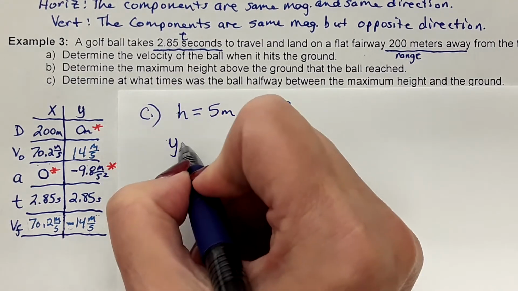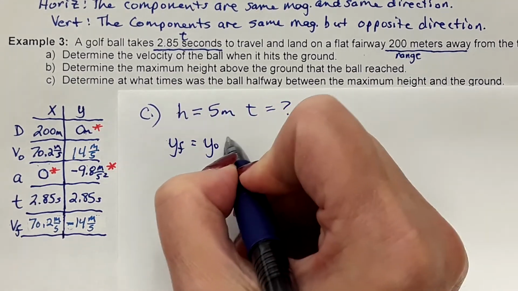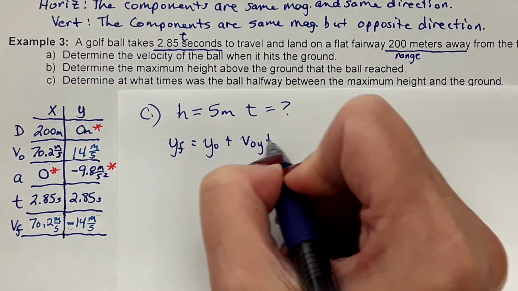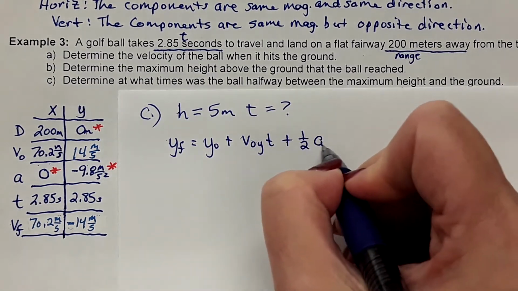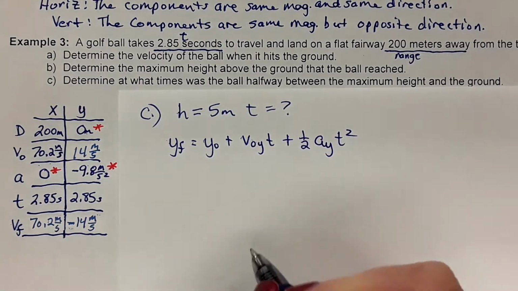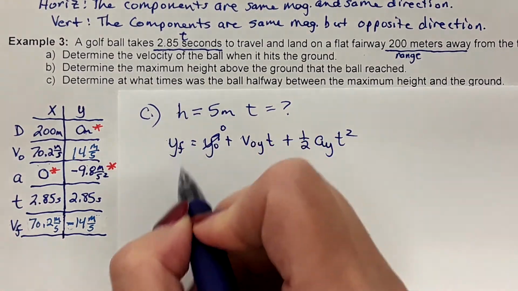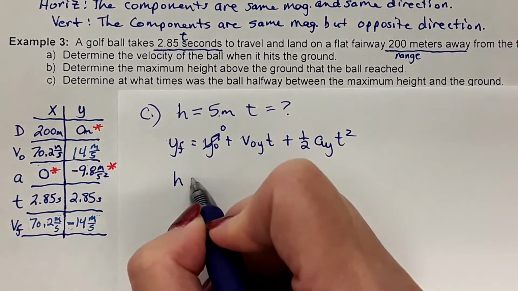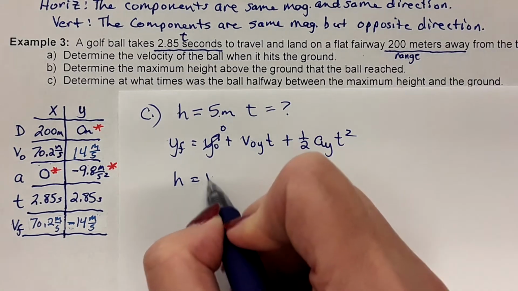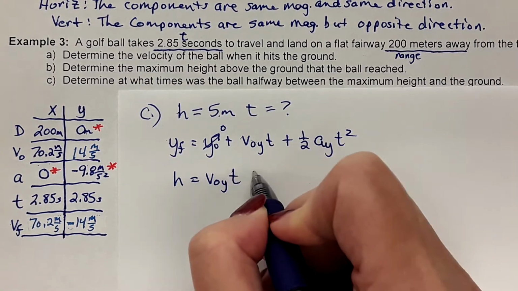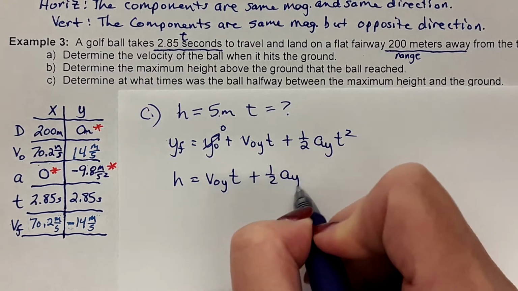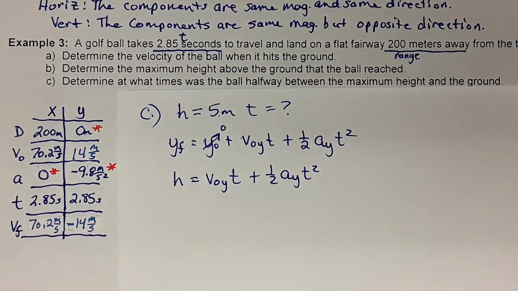Watch this. yf equals y sub o plus v sub oy t plus 1/2 ay t squared. Now we know that y sub o drops out to 0. And this time we want yf to be h for 5 meters. And we've got v sub oy t plus 1/2 ay t squared. Now you may be thinking, well, Miss Pepitone, why do we have to do this?